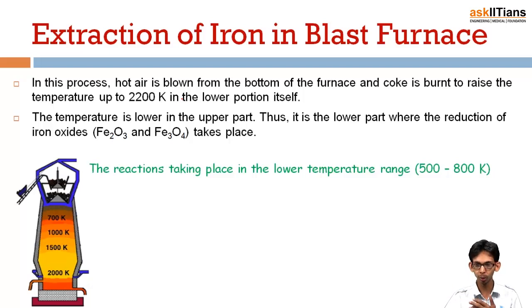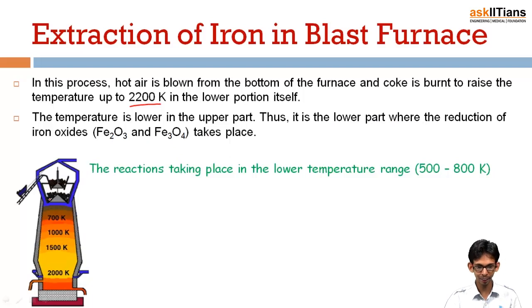A special type of furnace is used. This is basically pyrometallurgy. We apply very high heat to obtain the metal, and it comes under pyrometallurgy. So we need a furnace which is called a blast furnace. Hot air is blown from the bottom of the furnace, and coke is burned to raise the temperature up to 2200 Kelvin in the lower portion. The temperature is lower in the upper part, and the lower portion is where the reduction of oxide takes place.